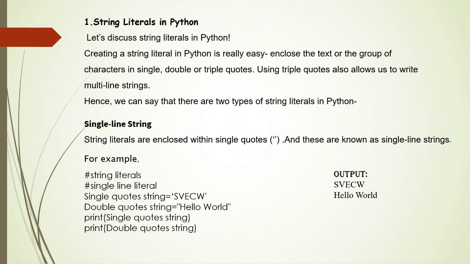Single line string. String literals enclosed within single quotes are known as single line strings. The example of a single line string is as follows. And we get the output accordingly.